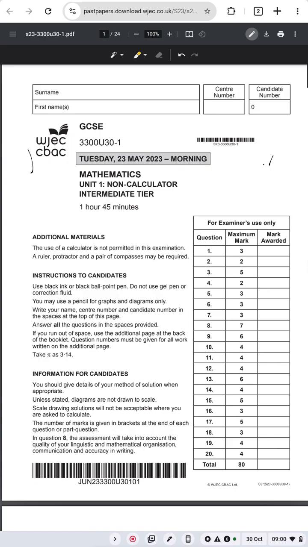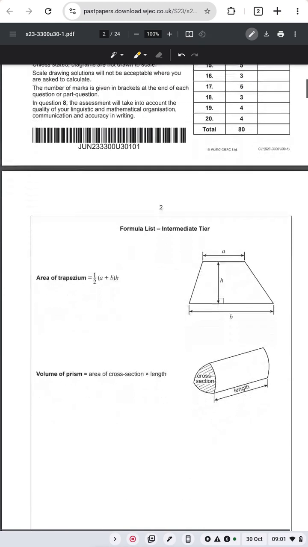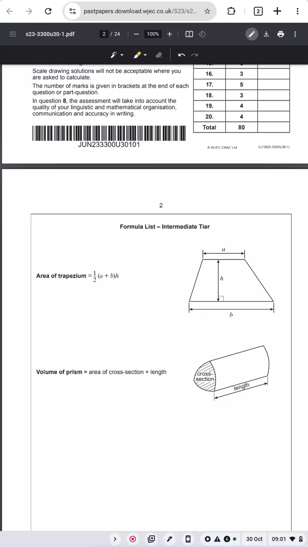Today I'm going to go through the entirety of this WJEC Mathematics Unit 1 Non-Calculator Intermediate Tier paper from May 2023. As you can see, there are 20 questions in total, coming to 80 marks, and the paper is allocated 1 hour 45 minutes. As usual, we have the information about using pi as 3.14 and the colours for the pen. As this is intermediate level, we have the formula sheet which shows the area of a trapezium and the volume of a prism.